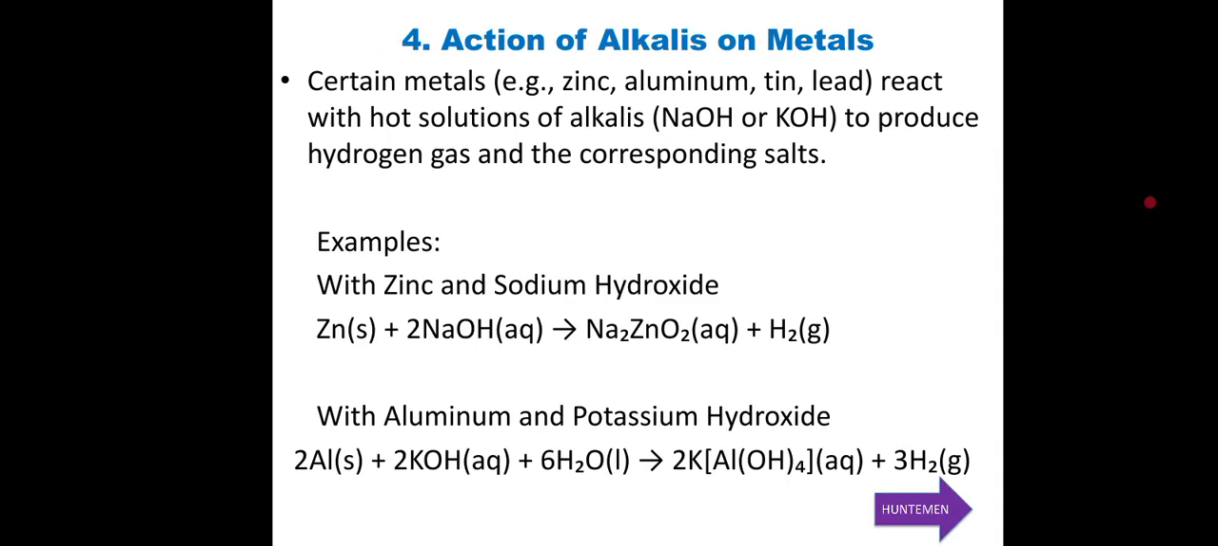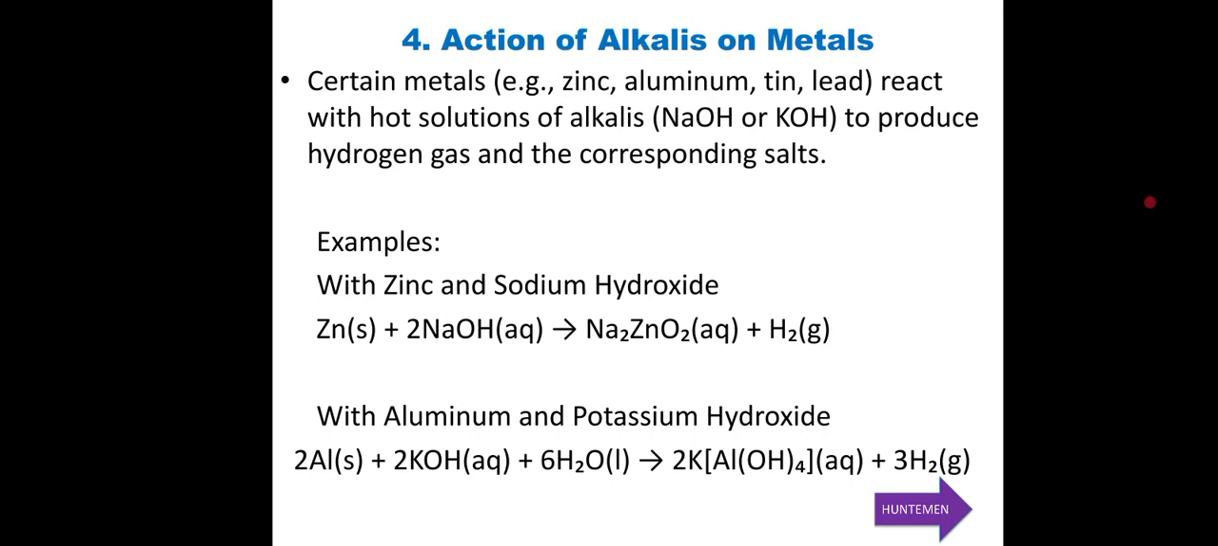Action of alkalis on metals. What are alkalis? Soluble oxides. Oxides that are soluble in water are alkalis. Certain metals, for example, zinc, aluminum, tin, lead, react with hot solution of alkalis, for example, sodium hydroxide or potassium hydroxide, to produce hydrogen gas and the corresponding salt.